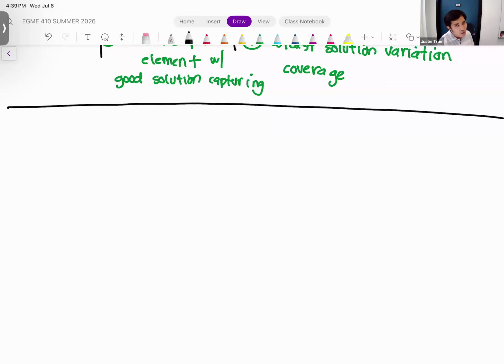Okay, so we're going to jump around a lot, and when we switch to a different topic, it may have nothing to do with the previous one, so just be aware of that. Okay, so the first thing I want to do is revisit the idea of mesh quality.